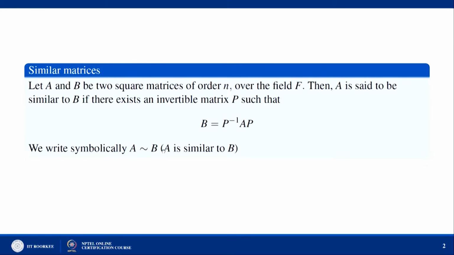We say that a matrix A is similar to B if there exists an invertible matrix P such that AP is equal to PB or B is equal to P inverse AP. Okay.